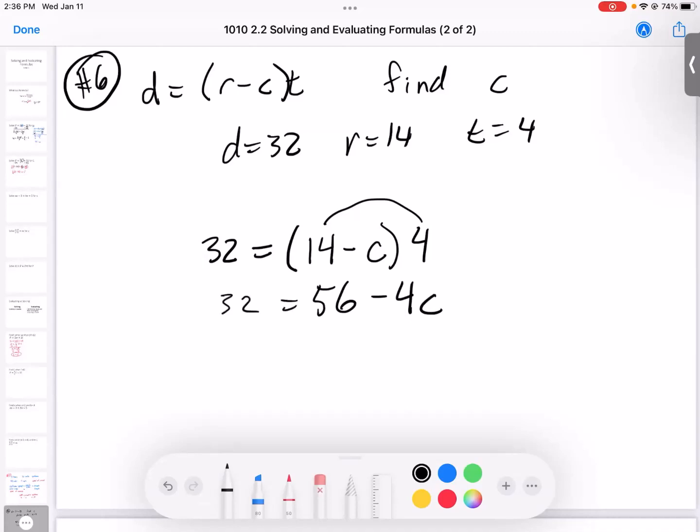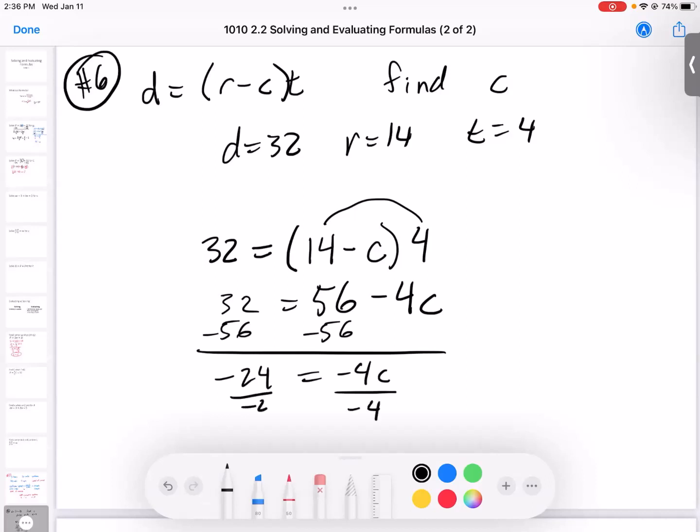Okay, cool. So you can write it like this, and then you can solve. This looks a little bit more familiar to what you have solved in the past. So you could subtract 56 from both sides, and that gives negative 24, I think, equals negative 4C. And then you divide both sides by a negative 4 to get rid of the negative 4, and that tells you C equals 6. Does that answer your question on that?